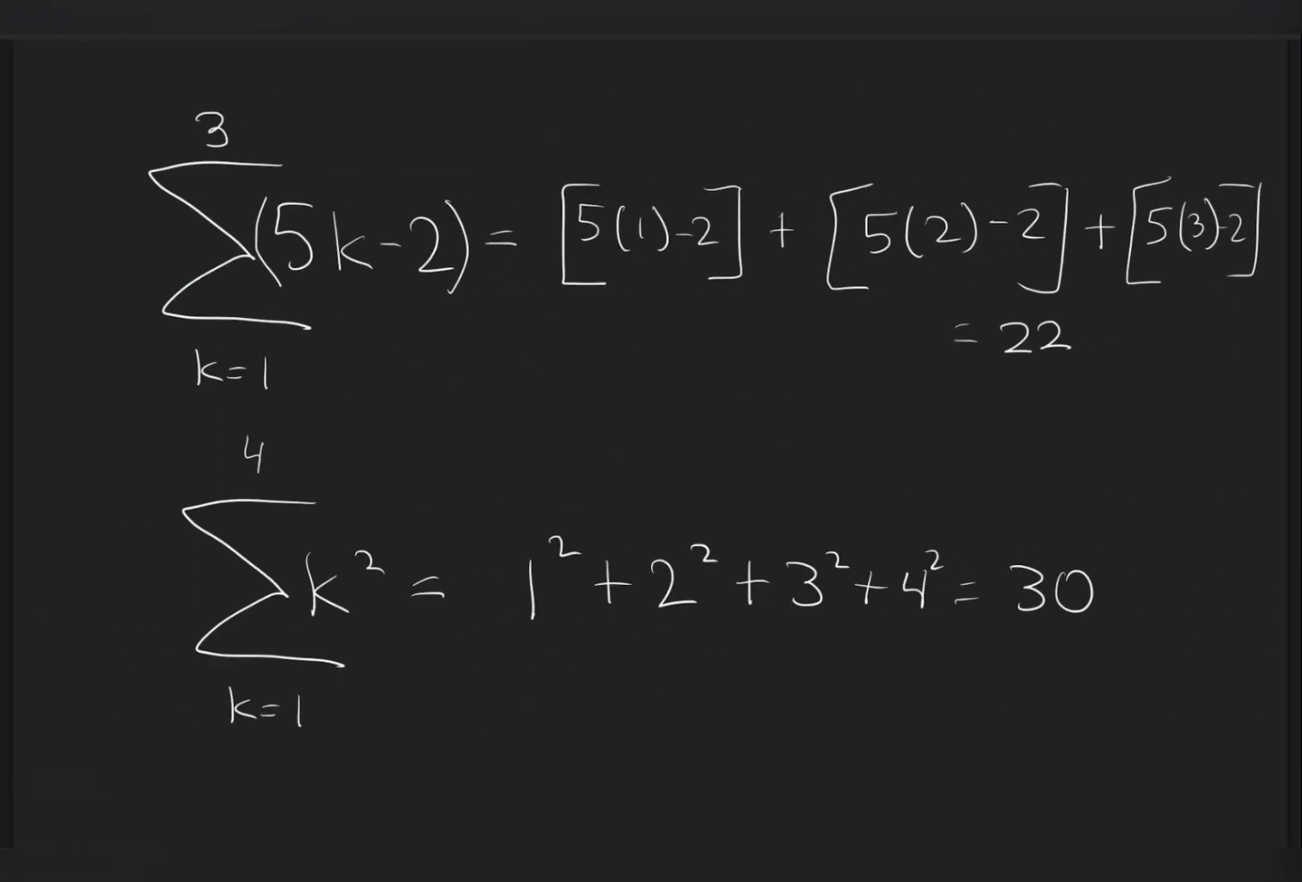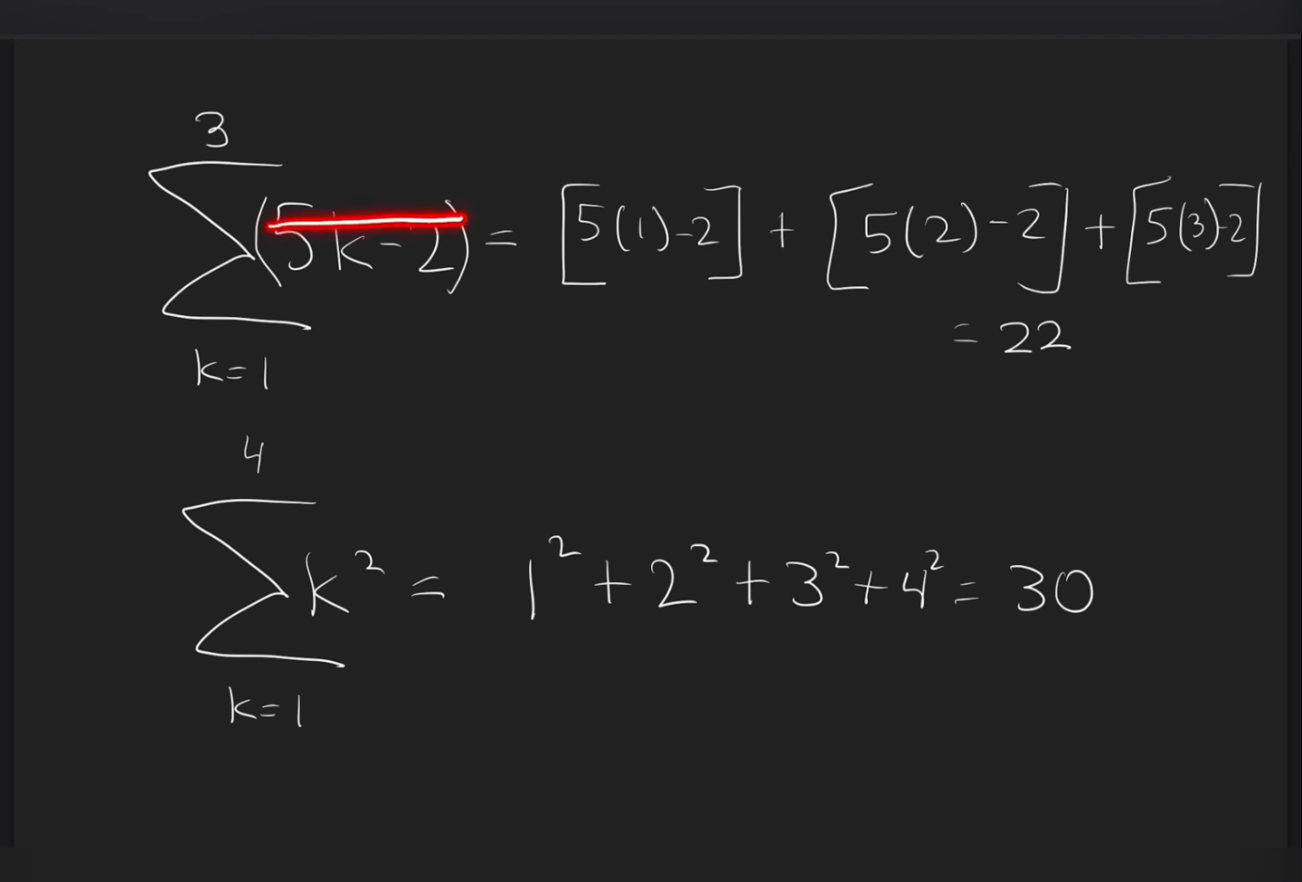All right, so let's start by looking at this problem right here. Okay, so we have an expression right here, 5k minus 2. Our initial term is k equals 1, and our end term is k equals 3. So what this is doing is this is a sigma notation, and a sigma notation signifies summation. Basically, it's gonna add up all of these for when k equals 1 to k equals 3. So it's gonna add up when k equals 1 this term to the term where k equals 2, and then to the term where k equals 3.